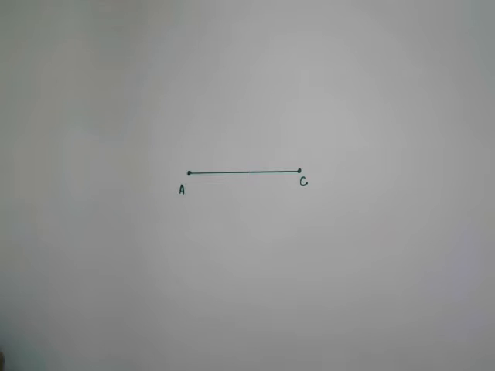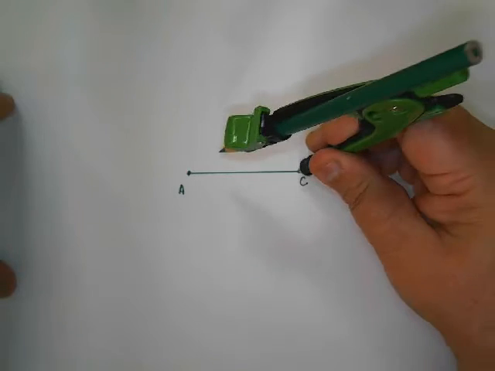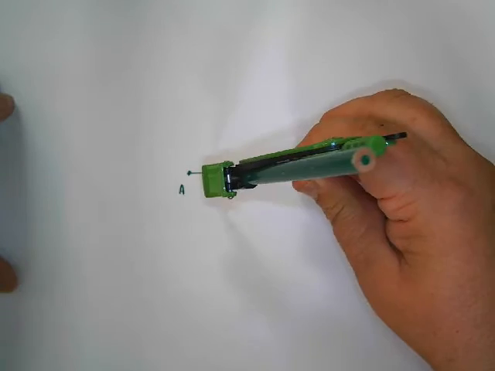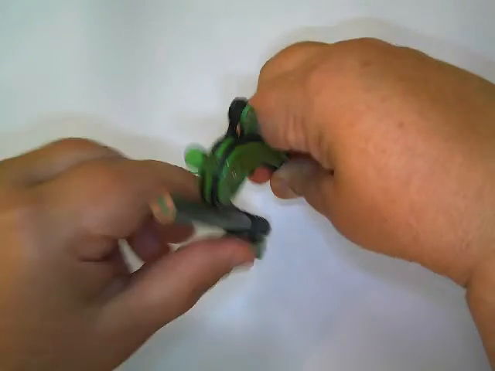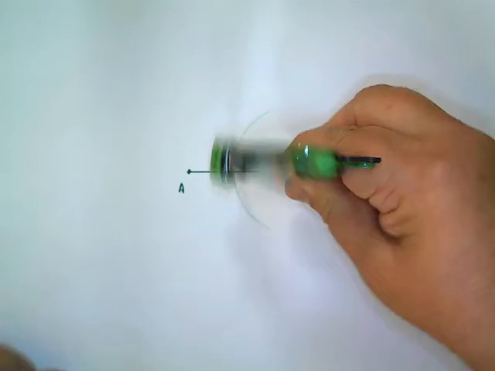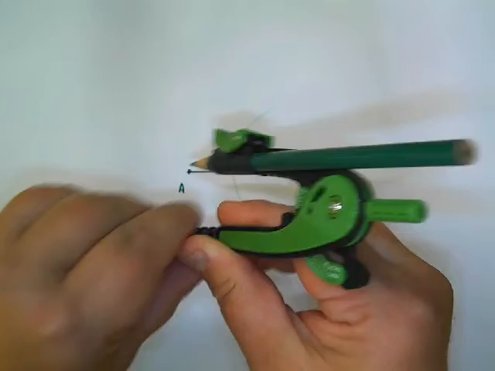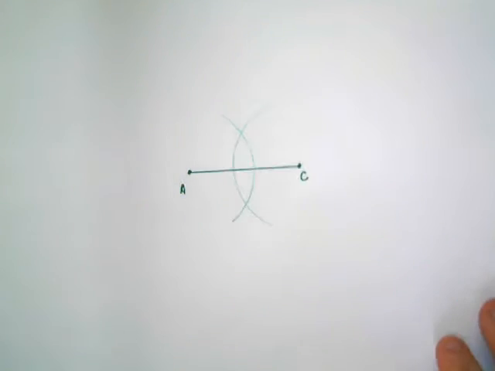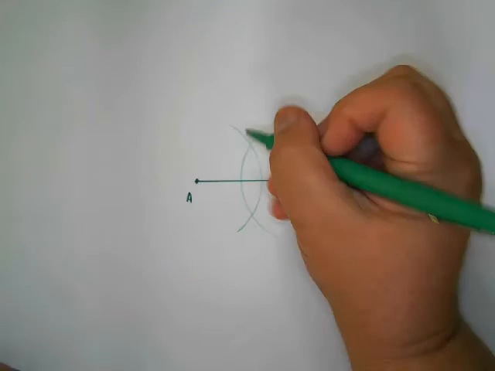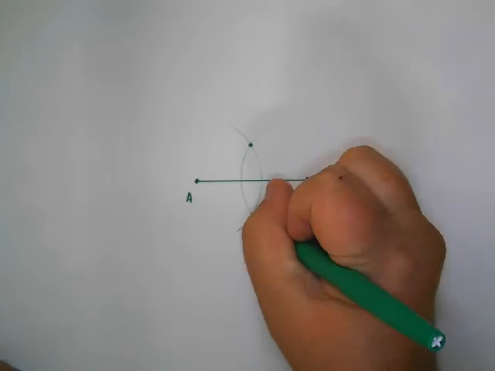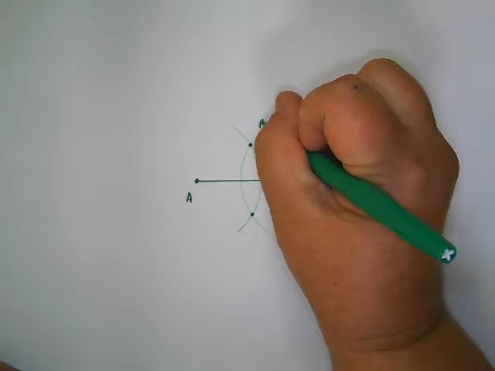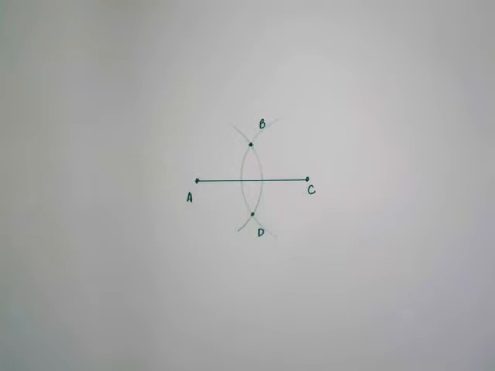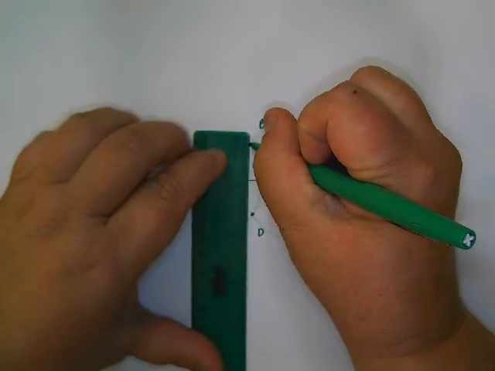And the first thing I want to do is construct the perpendicular bisector of AC. Now the students are usually pretty good at this since it's used for several different constructions. So we will just make an arc, and without changing the compass setting, we will now place the compass point at A and make another sweep. And we now have two intersection points that we will call B and D. And let me draw that in.